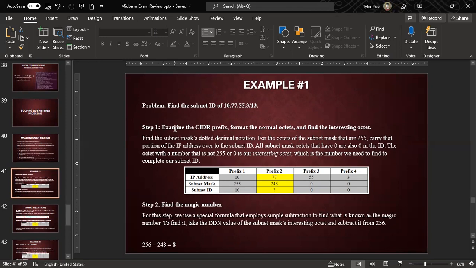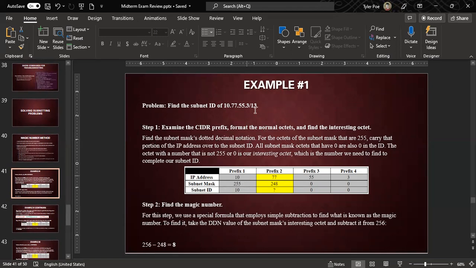So our first step is to examine the CIDR prefix, format the normal octets, and find the interesting octet. The first step is to find the subnet mask's dotted decimal notation. Now you can do that by memory. There's a specific pattern that can help you learn this. That'll be in a table I'll show in a minute after we get through these examples.